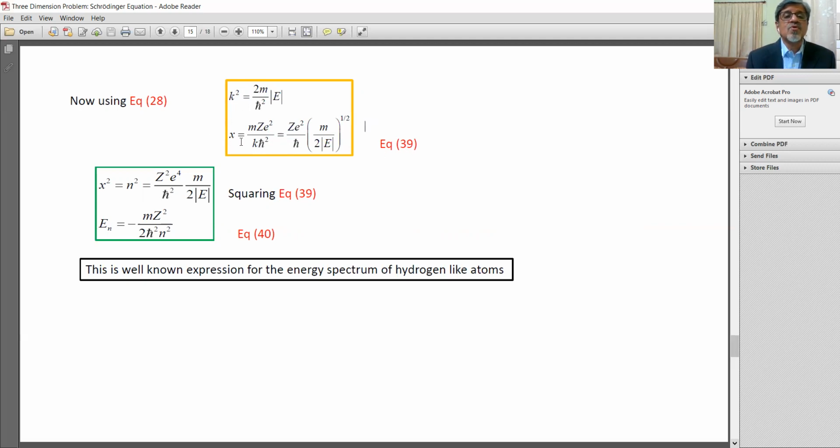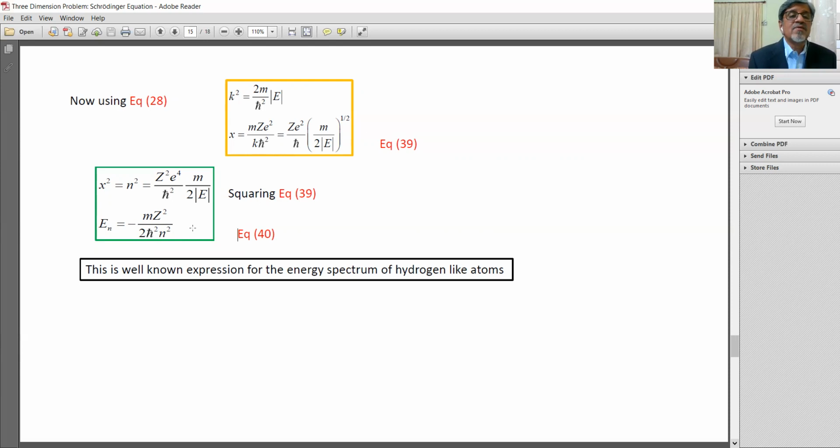And to remove the under root sign, we take a square on both sides of equation 39. So squaring equation number 39, x square is equal to n square equal to z square e raised to 4 divided by h cut square, m divided by 2 modulus E. And if you write this equation for E, take it on the left-hand side and the other part on the right-hand side, then for quantum number n, En is equal to minus Z e square divided by 2 h cut square n square. Now we have written minus E.